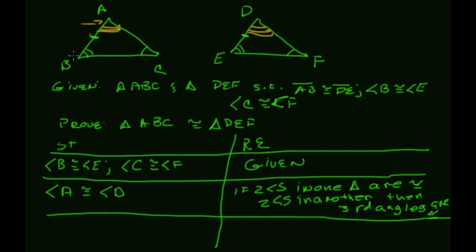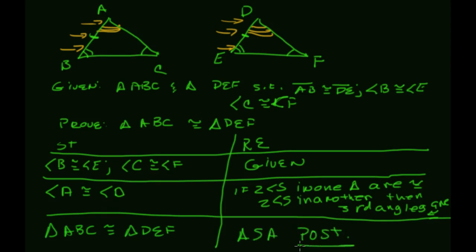And here's the deal. That's an angle, that's an angle, and that's the included side. So I have the win. I have that triangle ABC must be congruent to triangle DEF by the ASA postulate. So we can use the ASA postulate to prove the AAS theorem. All right, so that gives us four methods at this point to show triangles congruent.